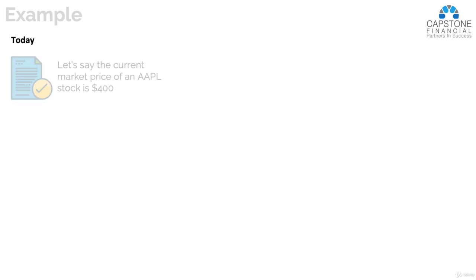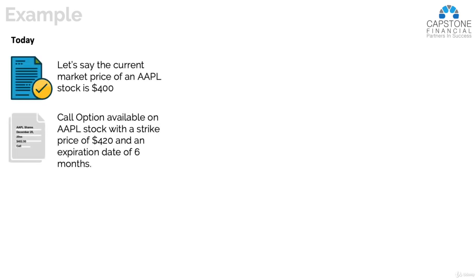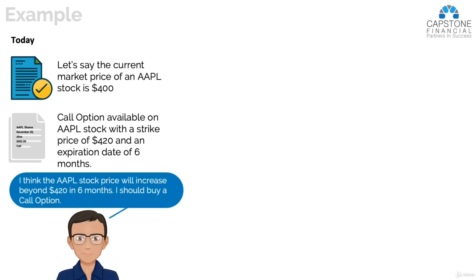Let's look at an example. Today, the current market price of Apple stock is $400. The call option available on the Apple stock has a strike price of $420 and an expiration date of 6 months. Jack thinks to himself, I think that Apple will increase by that much in 6 months. I'm going to buy the call option. Let's think about that for a second. Buying a call option implies that you believe that the stock will move higher.